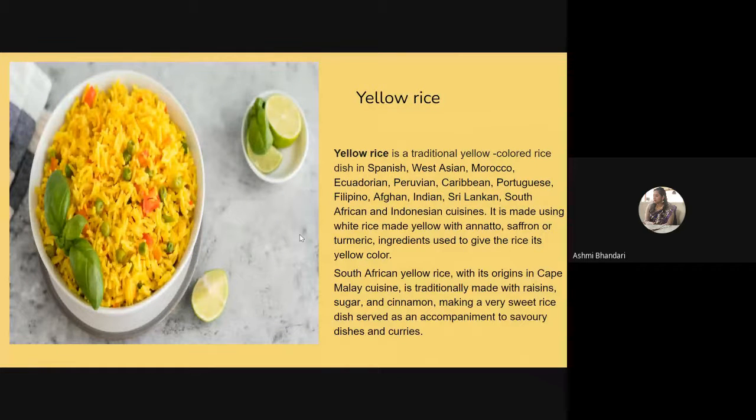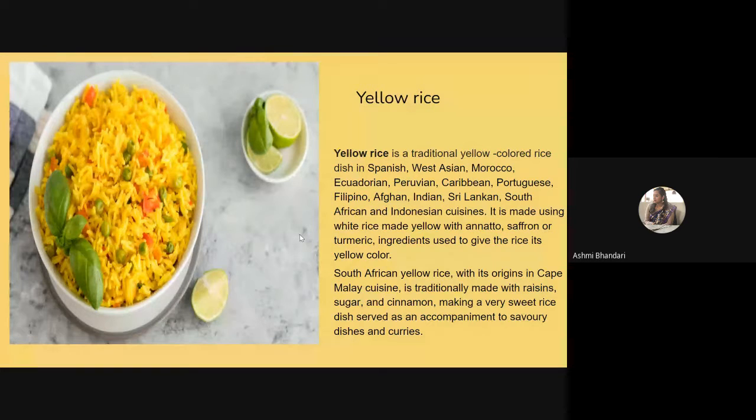It is the same as Nepali rice, but it is quite different. When South African citizens made this, they add turmeric to make it yellow. Yellow rice is a traditional yellow colored rice found in Spanish, West Indian, Caribbean, Portuguese, Filipino, Afrikaans, Indian, Sri Lankan, South African, and Indonesian cuisine.